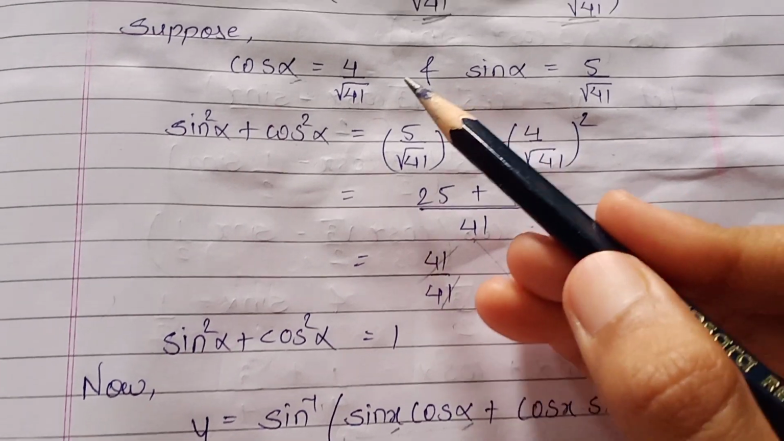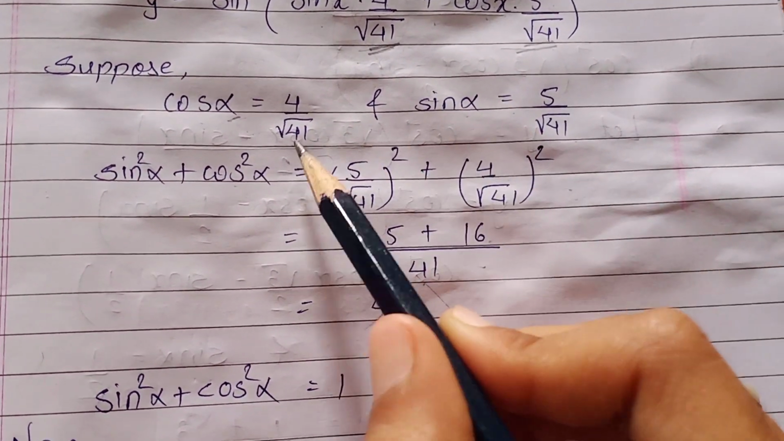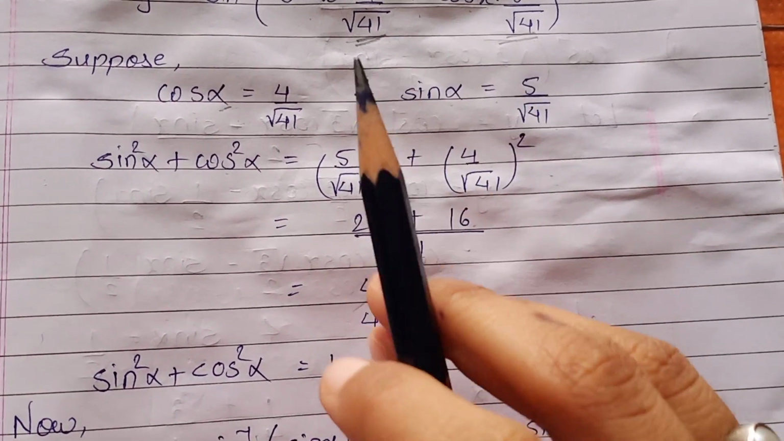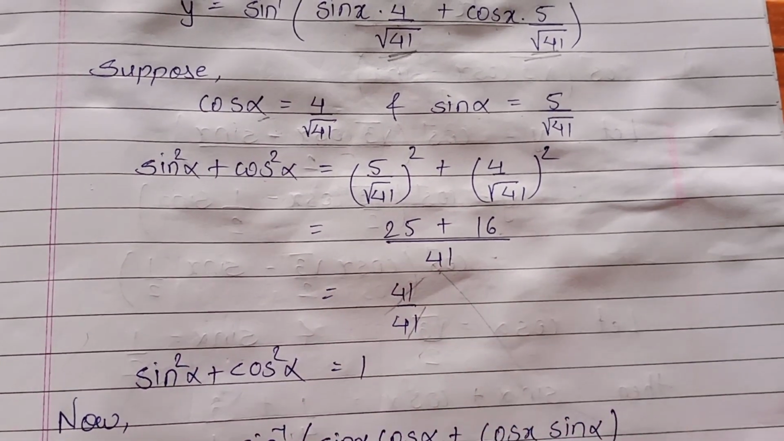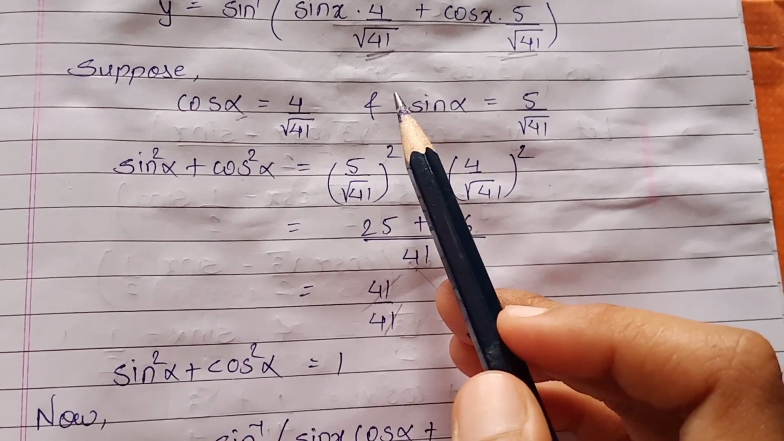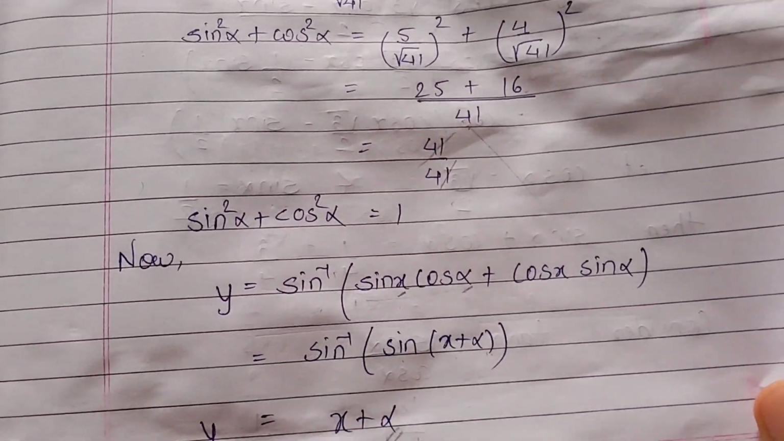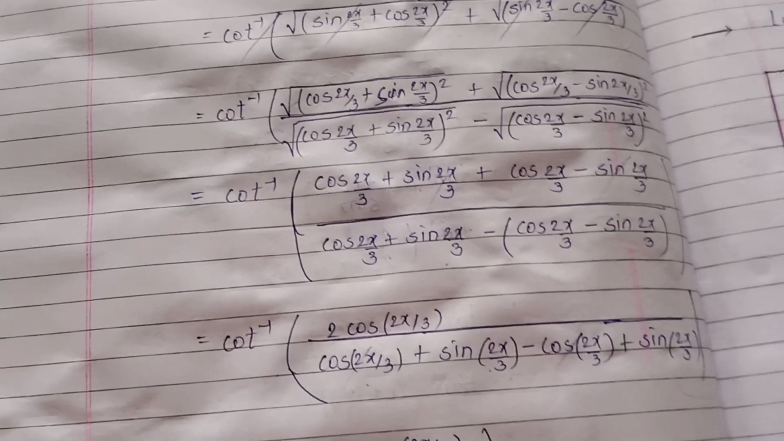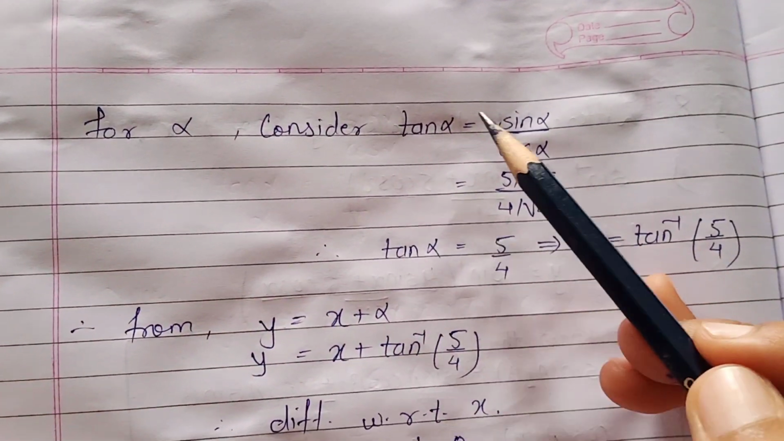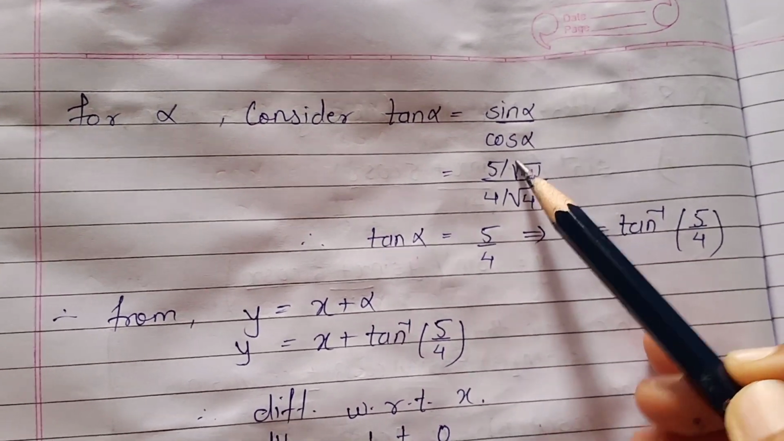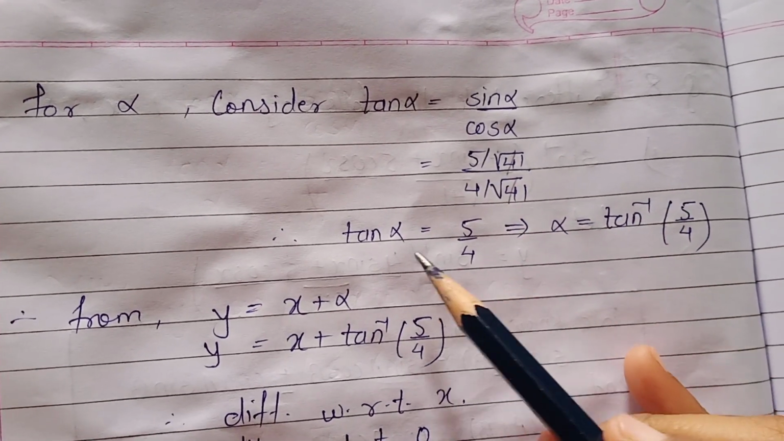What is alpha? As we have considered cos alpha and sin alpha like this, in order to find only the alpha term, we have to find tan alpha. Using that combination of sin and cos, we'll get alpha only. So for that, we have to find tan alpha. For alpha, consider tan alpha is equal to sin alpha upon cos alpha. After putting the values, we'll get 5 upon 4 as tan alpha.